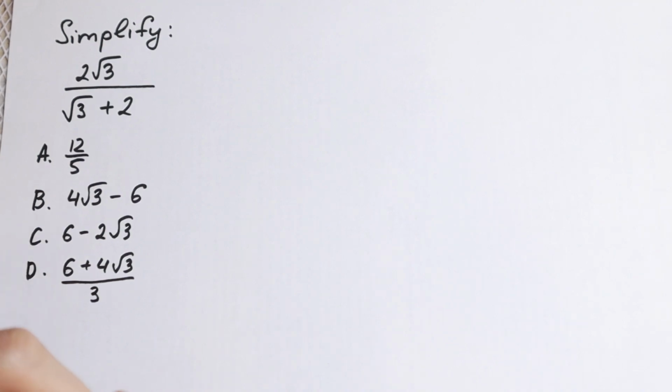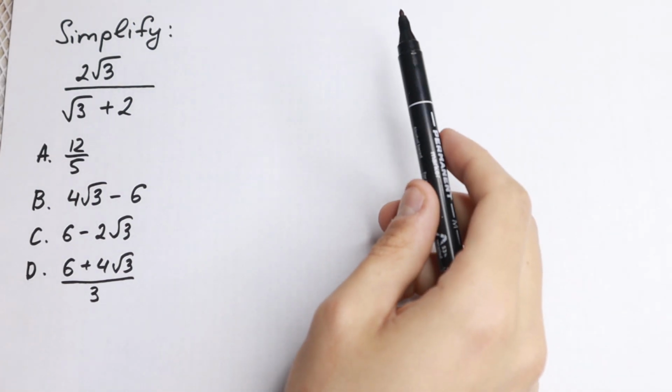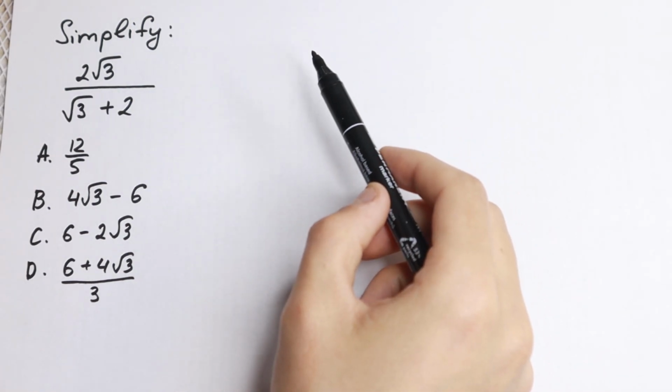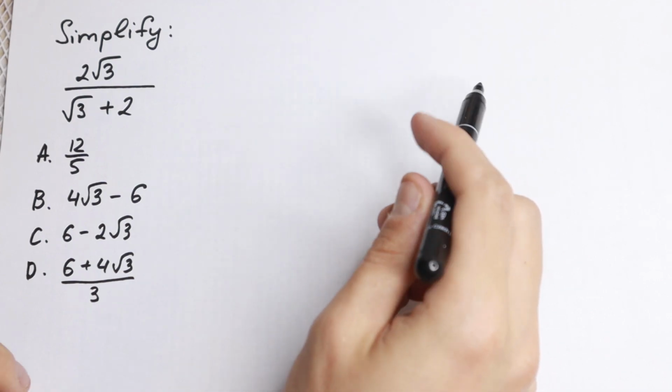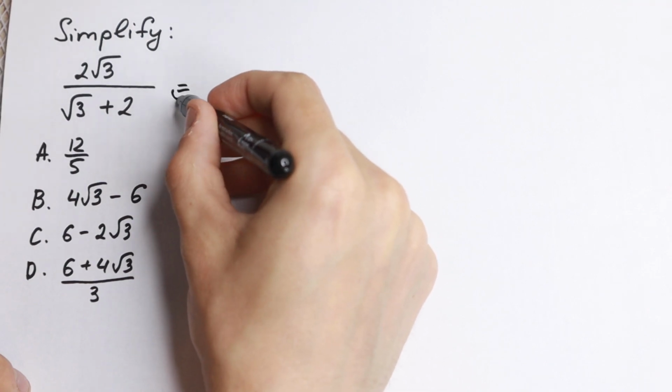Really interesting algebra problem today. We need to simplify this expression right here on the bottom. We have a lot of options: option A, B, C and D. So right now, of course, you can solve it by yourself, pause the video, and after this video we will check our answer. So how can I solve this interesting problem?